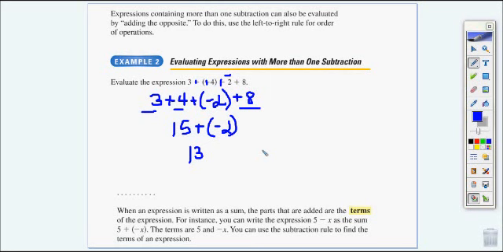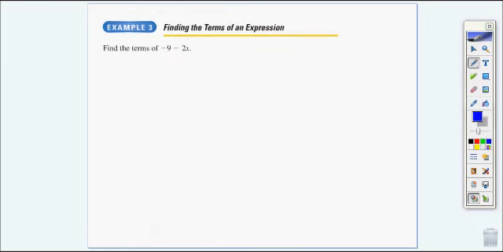So when an expression is written as a sum, the parts that are added are the terms of the expression. For instance, you can write the expression 5 minus x as the sum 5 plus a -x. The terms are 5 and -x. You can use the subtraction rule to find the terms of an expression. Moving on to example 3 then. Negative 9 minus 2x. Let's change it to the opposite, negative 9 plus, and the opposite of 2x would be negative 2x. Let me show you that here.